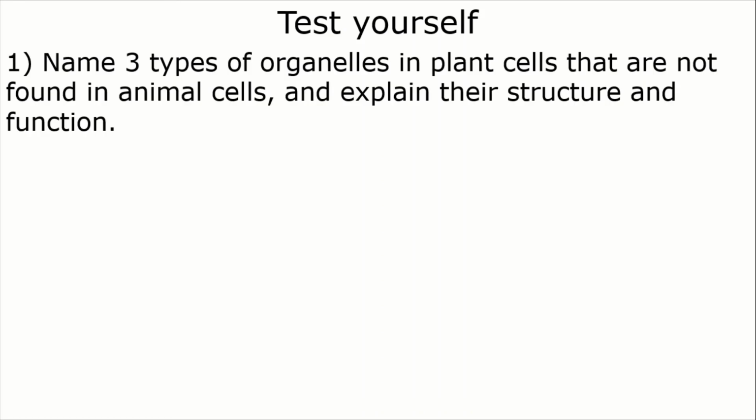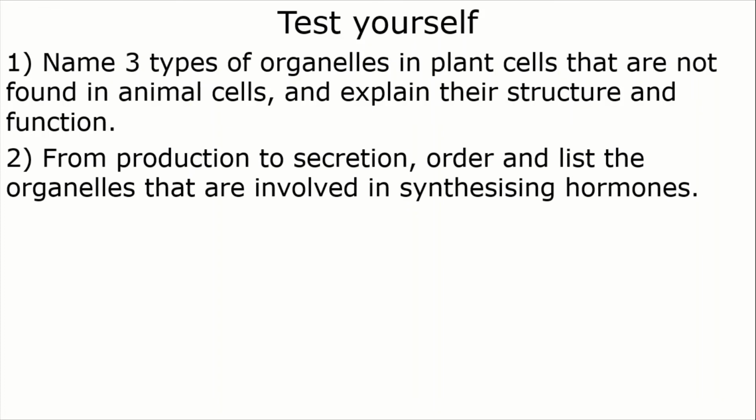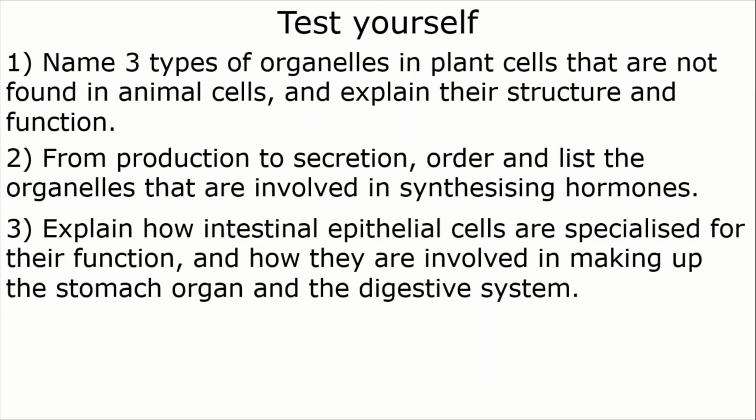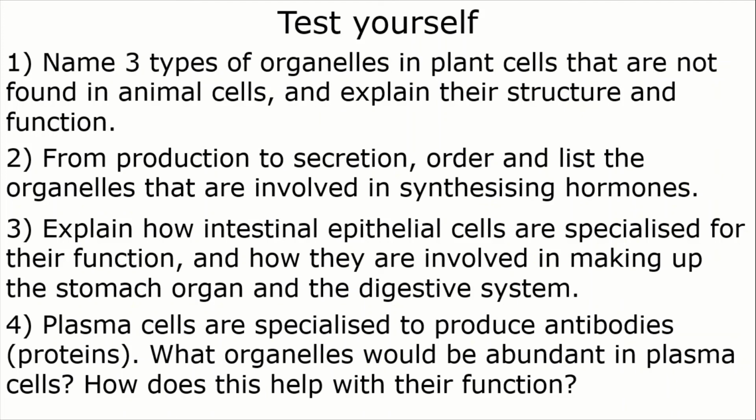Number 1, name 3 types of organelles in plant cells that are not found in animal cells and explain their structure and function. Number 2, from production to secretion, order and list the organelles that are involved in synthesizing hormones. Number 3, explain how intestinal epithelial cells are specialized for their function and how they are involved in making up the stomach organ and the digestive system. And number 4, plasma cells are specialized to produce antibodies, which are a type of protein. What organelles would be abundant in plasma cells and how does this help with their function?